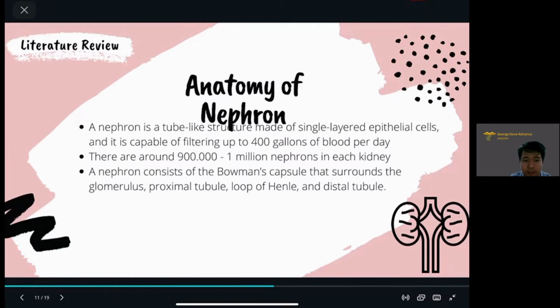The main difference is that the convoluted type is located at the cortical labyrinth, while the straight one is in the medullary ray of the cortex and outer part of the medulla. Moreover, the proximal tubule is also subdivided into 3 segments, which are S1, S2, and S3.